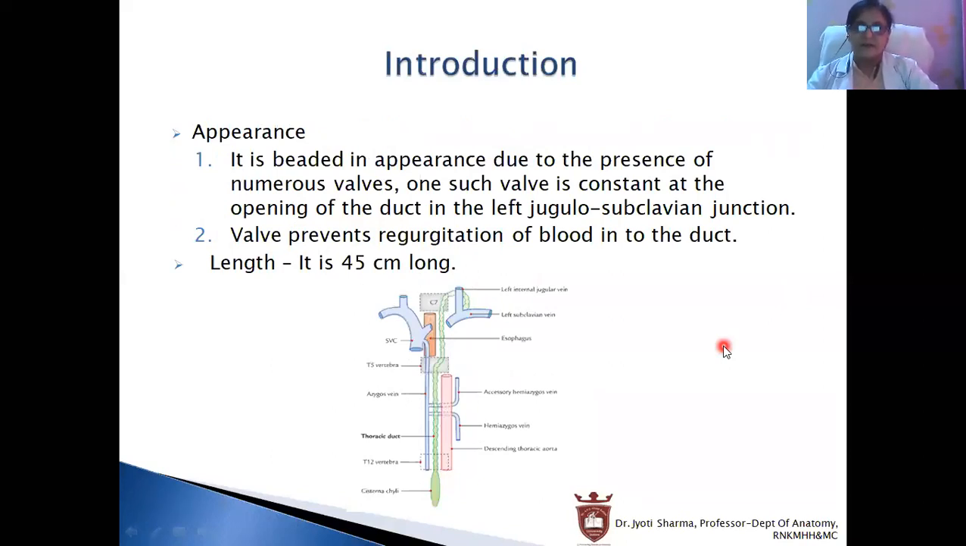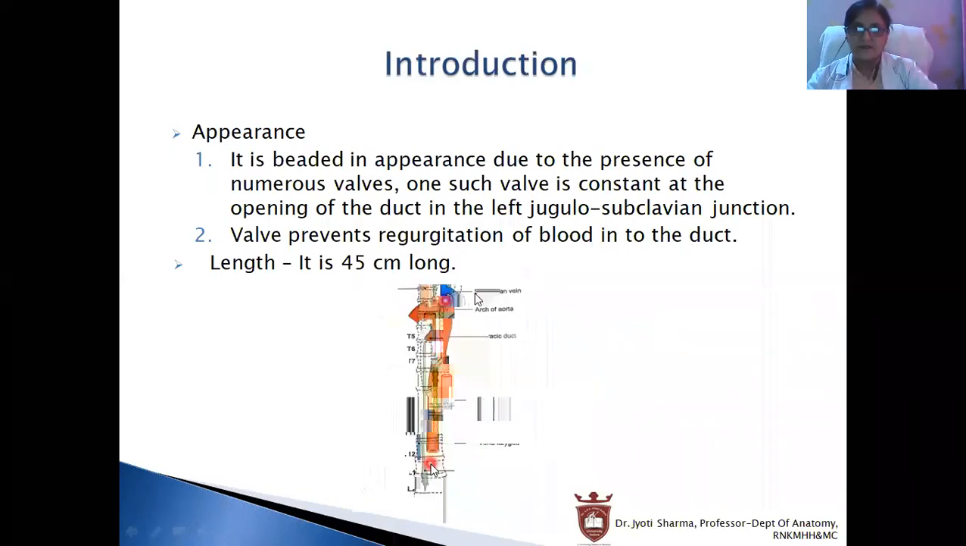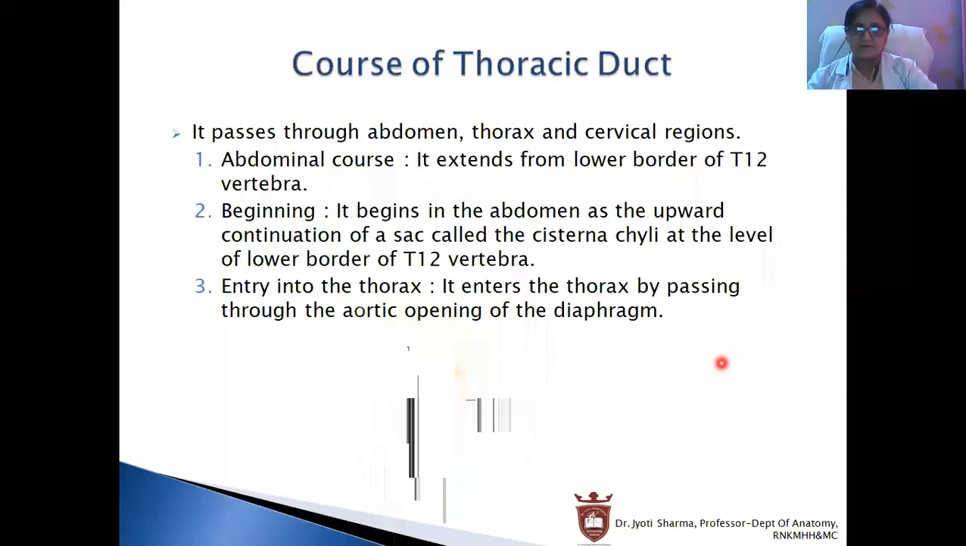When we see the appearance, it is beaded in appearance due to the presence of numerous valves. One such valve is constant at the opening of the duct in the left jugulo-subclavian junction. The valve prevents regurgitation of blood into the duct. When we see the length, it is about 45 centimeter long. Here again we can see the thoracic duct having a beaded appearance, and this is the termination at the left jugulo-subclavian junction, and the length is about 45 centimeter long.